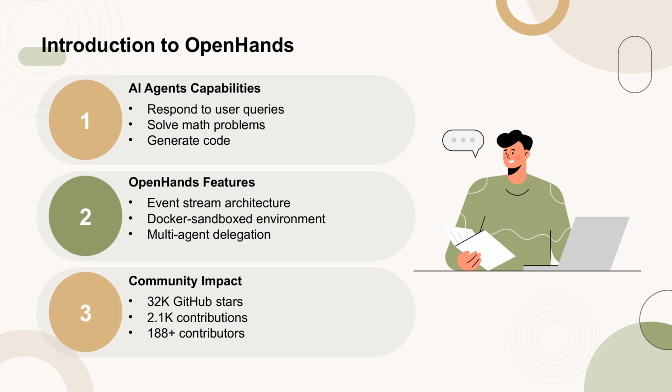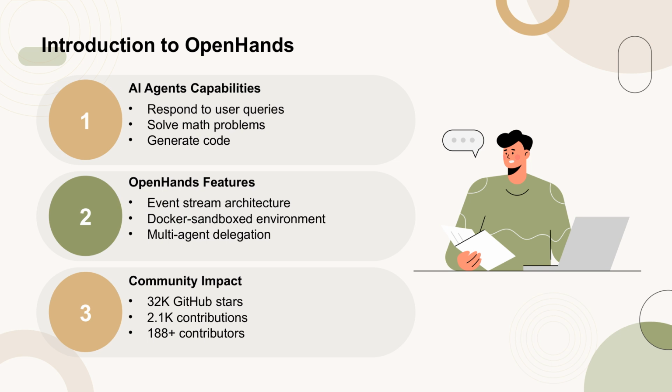The introduction of this paper highlights the increasing capabilities of AI agents powered by large language models. These agents can perform tasks such as responding to user queries, solving math problems, and generating code. The paper introduces OpenHands, a community-driven platform designed for the development of AI agents.